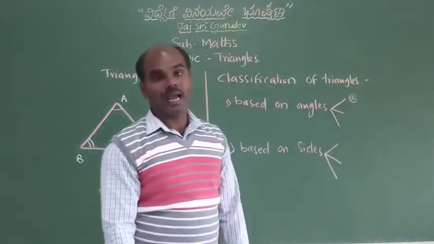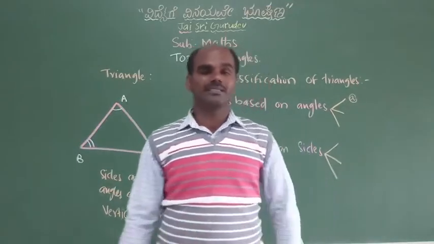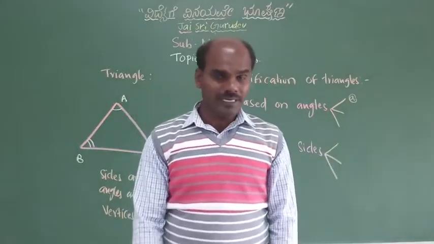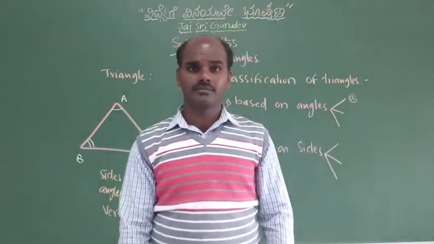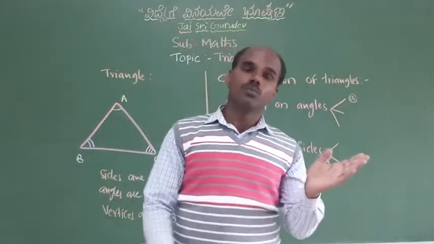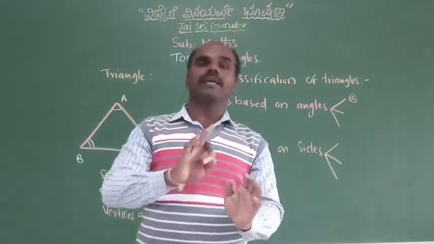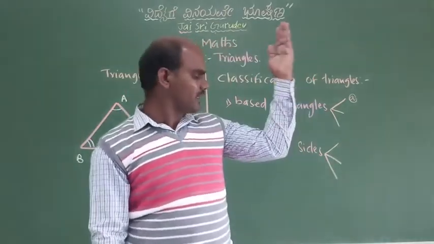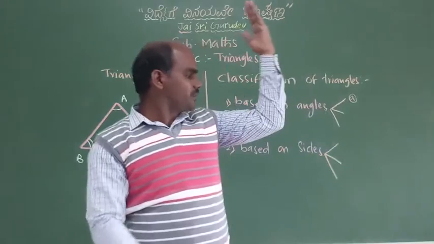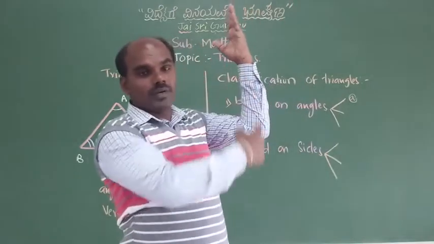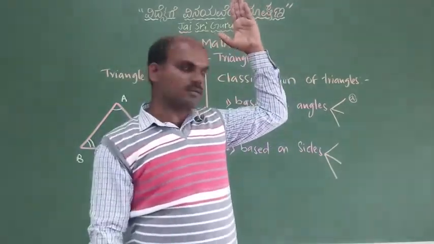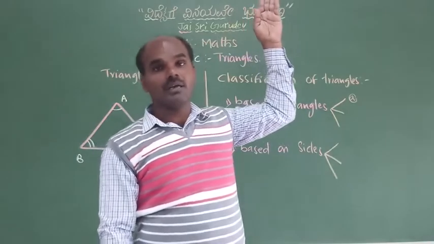First, based on angles, we have acute angle, right angle and obtuse angle. Yes or no, children? So what is an acute angle? An acute angle is an angle more than 0 degrees and less than 90 degrees. Yes or no, children? Taking a base and one more arm, when we observe exactly 90 degrees, what do we call it, children? This is a right angle.